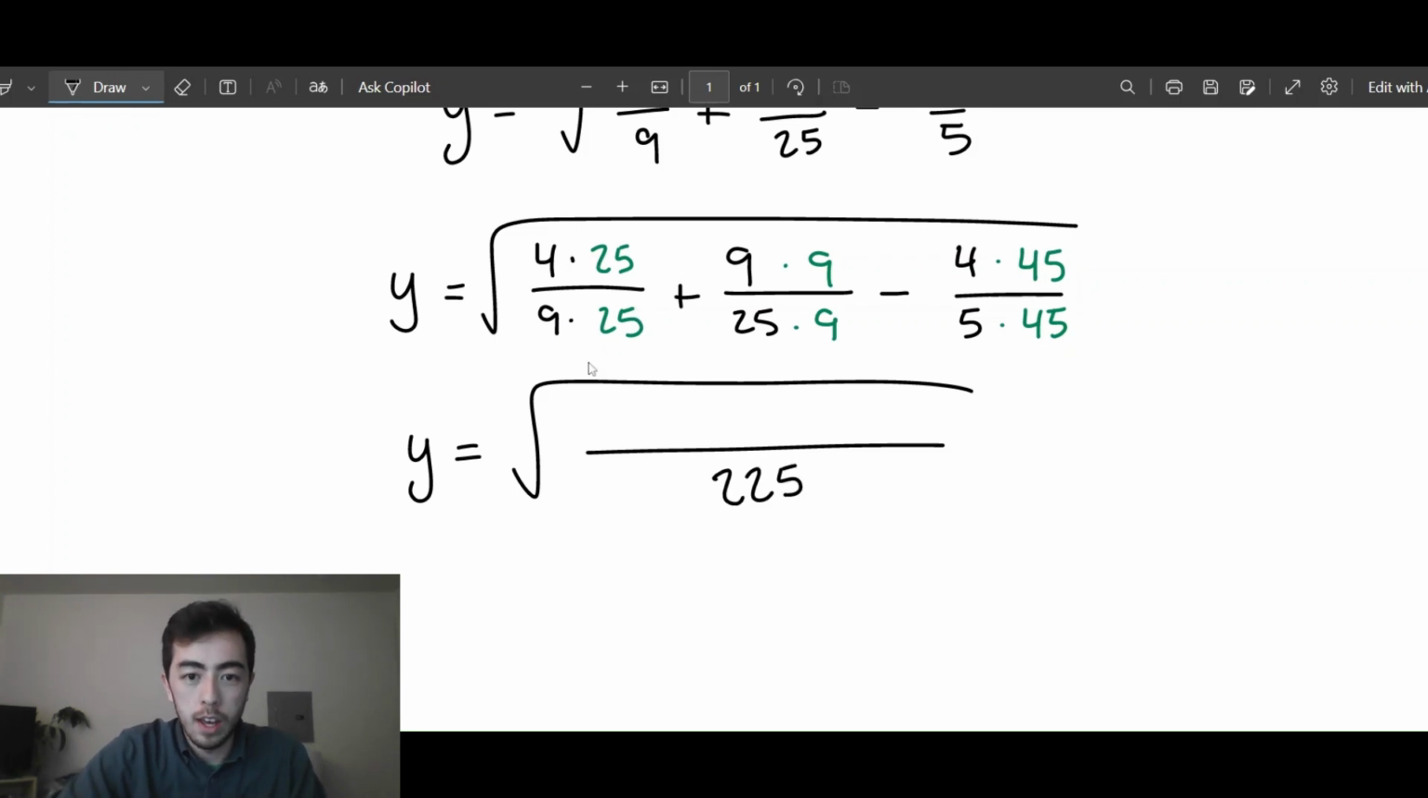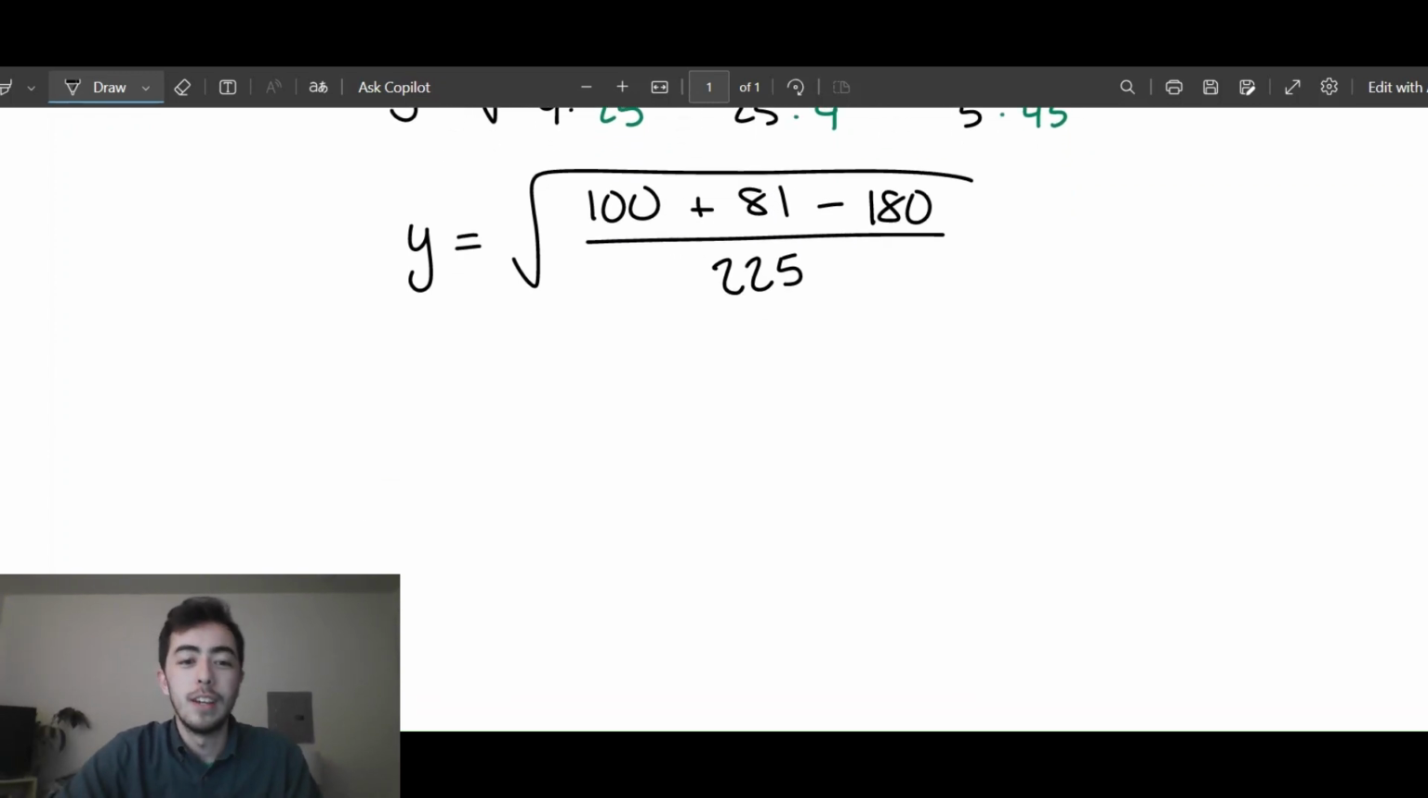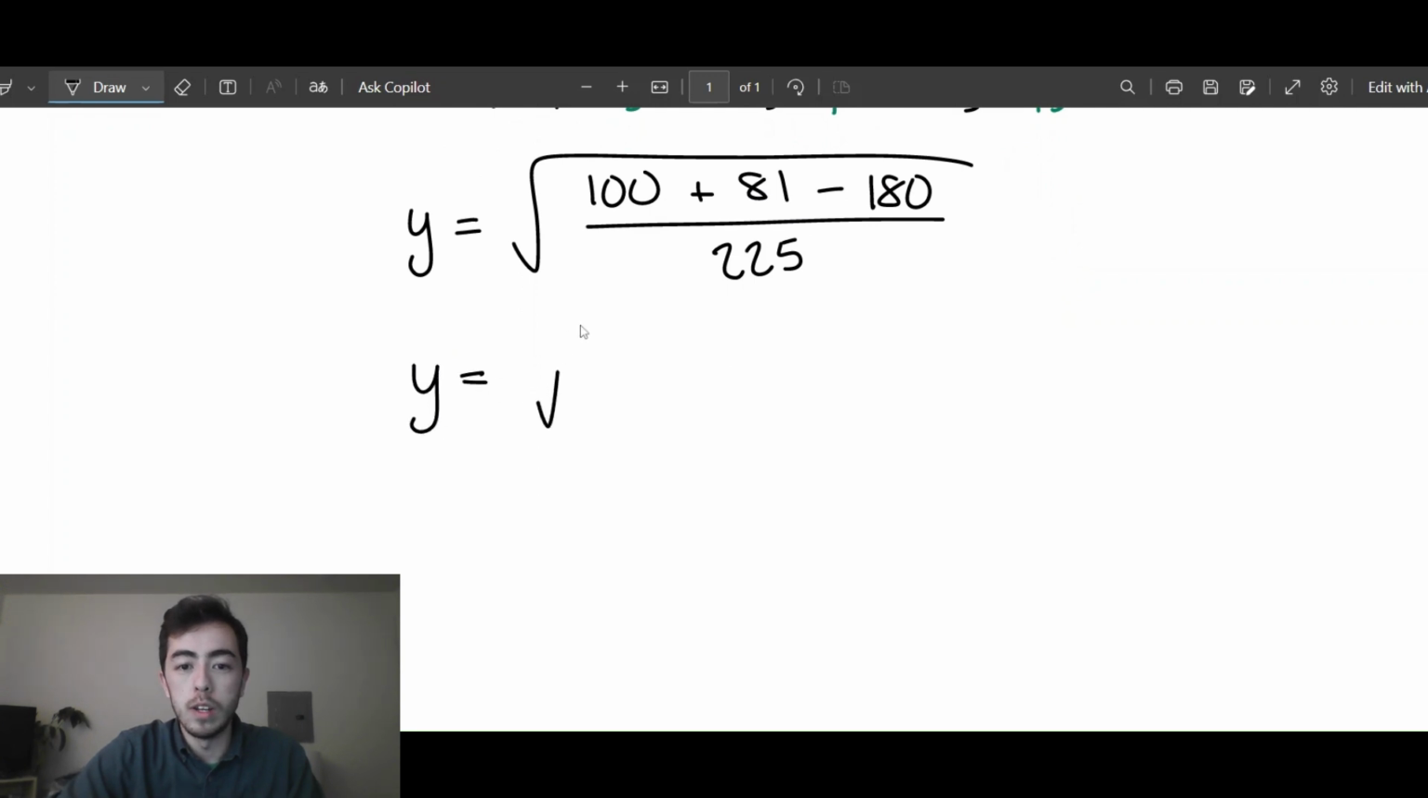And then here I have 100 plus 81 minus 90, 180, I think. I took 45 and then multiplied it by 2, and then by 2 again. So yeah, that's 180. Okay, oh, cool. And then 100 plus 81 is 181, minus 180 gives me 1 over 225.